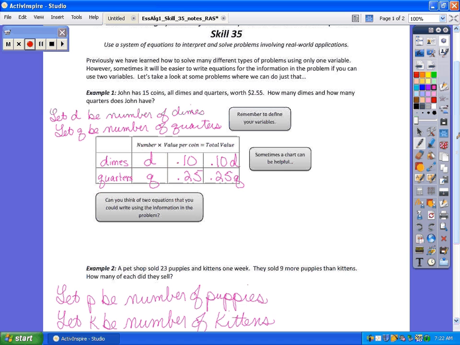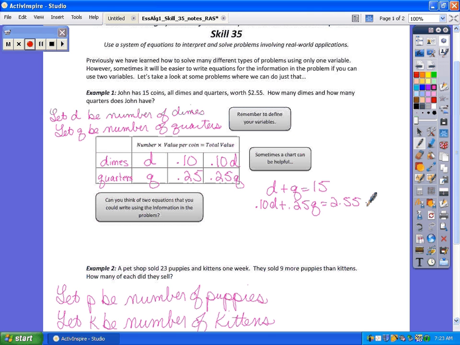My two equations are going to involve the number and then the value. So the number is D plus Q equals 15 because I have 15 total coins. Now I'm going to bring the value in since a dime is worth 10 and a quarter is worth 25. And I have a total of $2.55. So those are my two equations.